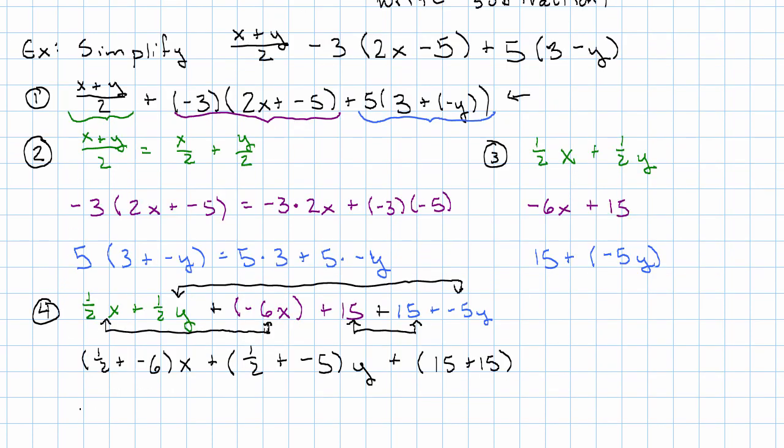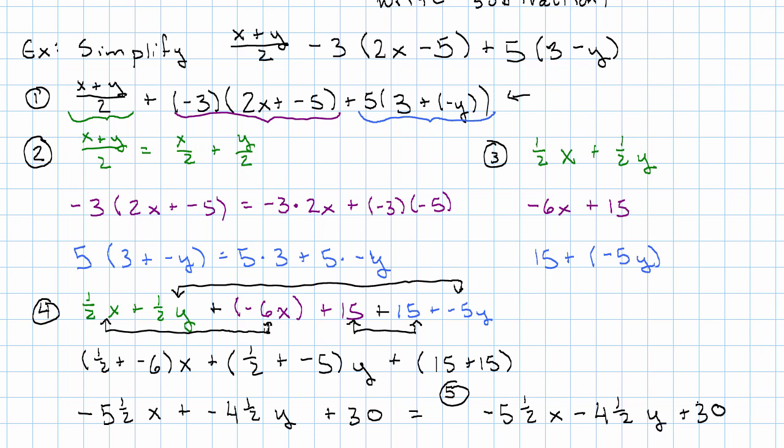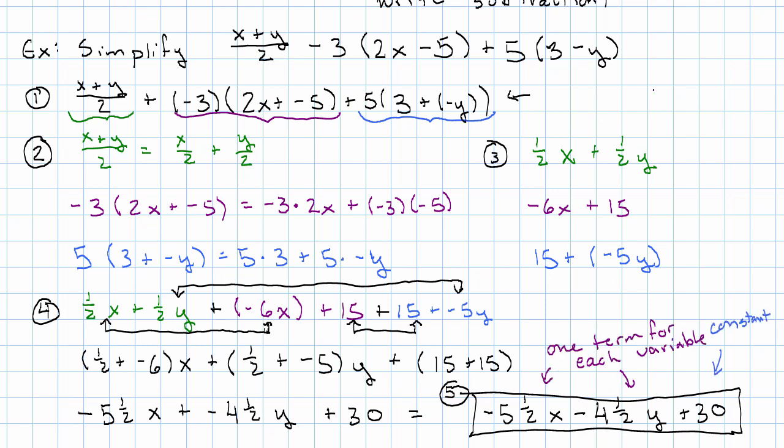Actually working out the arithmetic, negative 5.5x plus negative 4.5y plus 30. And then making it look nice, negative 5.5x minus 4.5y plus 30 is my final simplified expression. Notice I have one term for each variable and a constant.